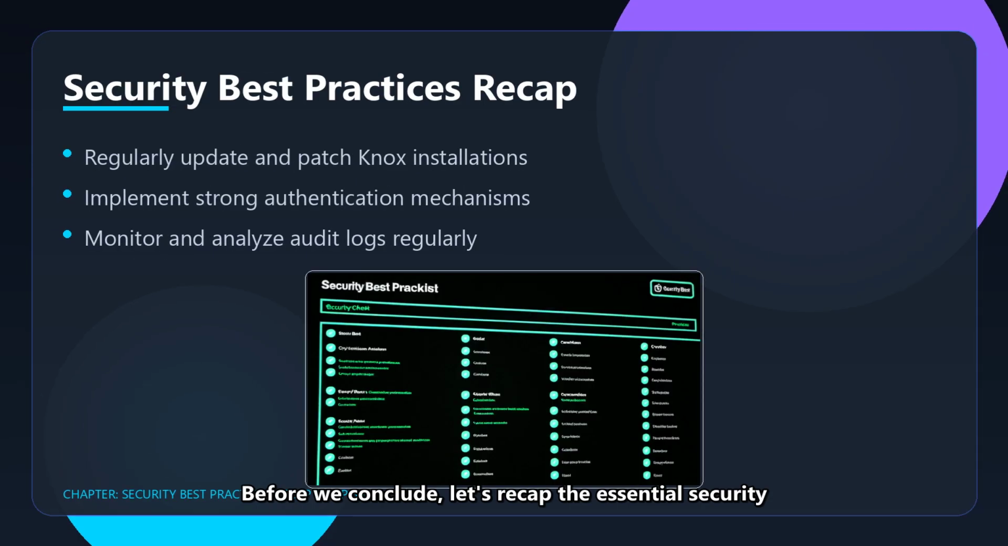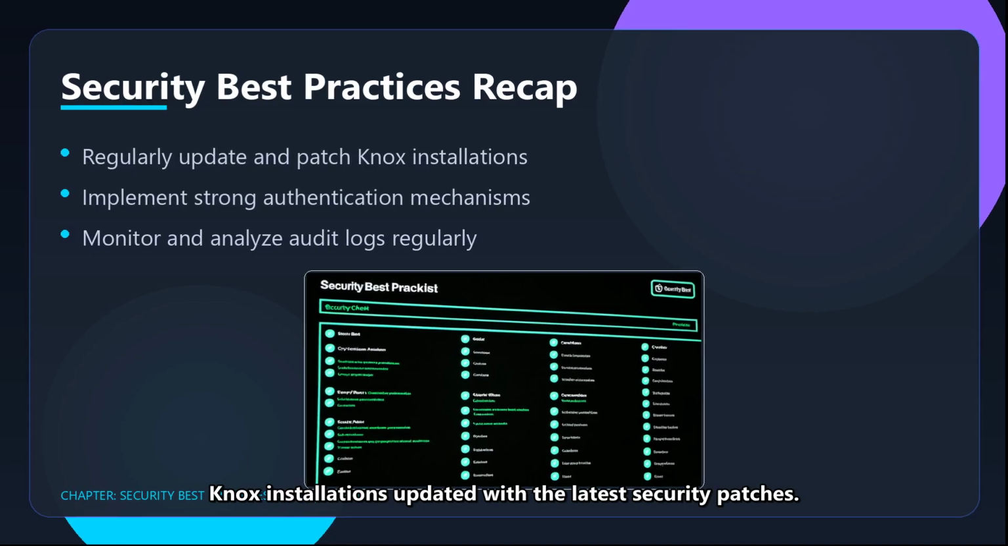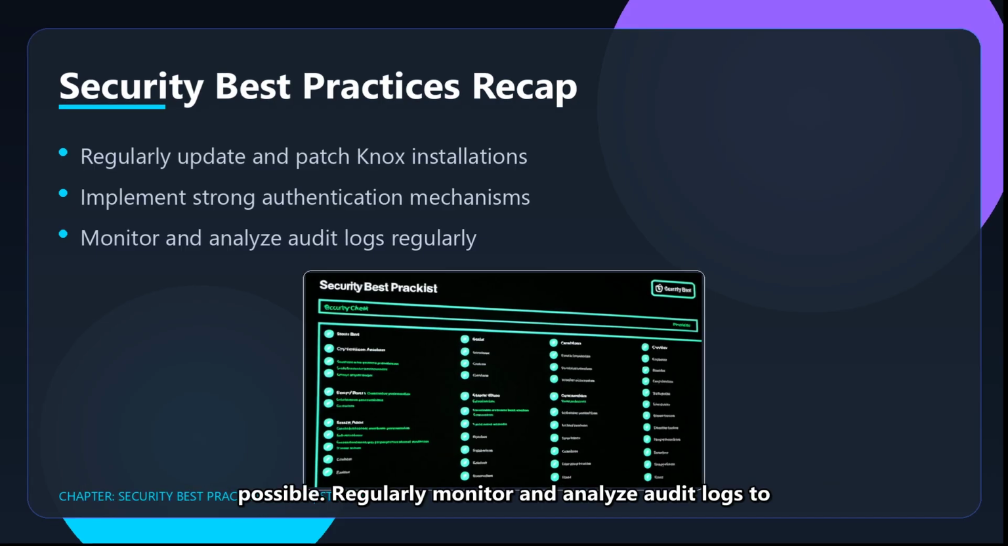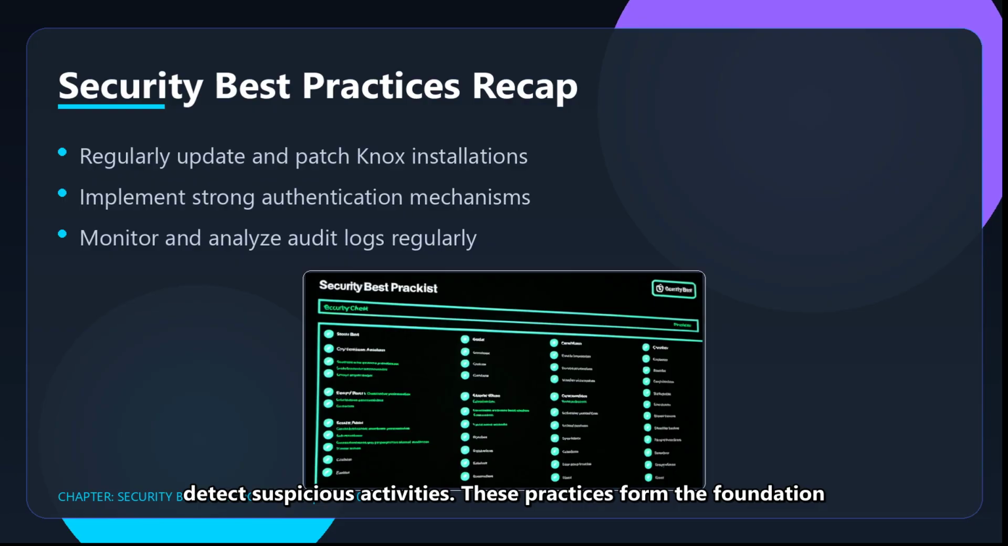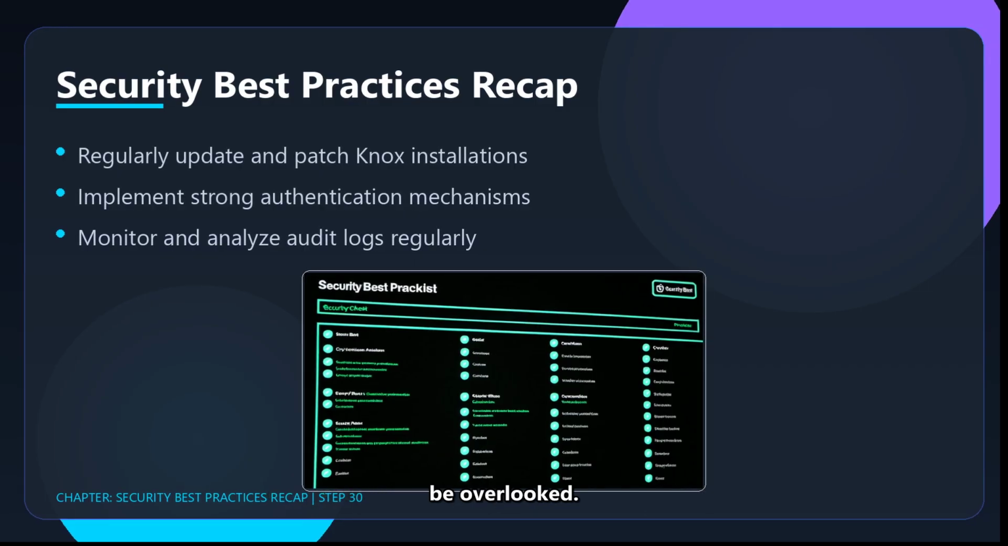Before we conclude, let's recap the essential security best practices for Apache Knox. Always keep your Knox installations updated with the latest security patches. Implement strong authentication mechanisms like multi-factor authentication where possible. Regularly monitor and analyze audit logs to detect suspicious activities. These practices form the foundation of a secure Knox deployment and should never be overlooked.